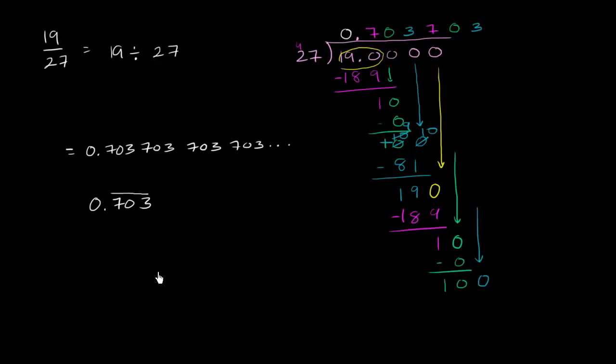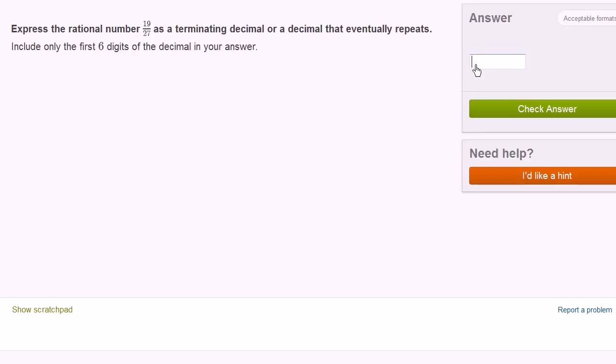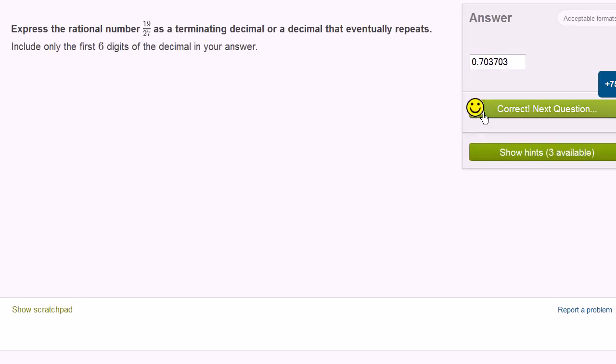So let's actually input it into the exercise now. So it's 0.703703, and they tell us to include only the first 6 digits of the decimal in your answer. And they don't tell us to round or approximate, because obviously if they said round to the 6th decimal place, then you would round up because the next digit is a 7. But they don't ask us to round. They just say include only the first 6 digits of the decimal in your answer. So that should do the trick, and it did.